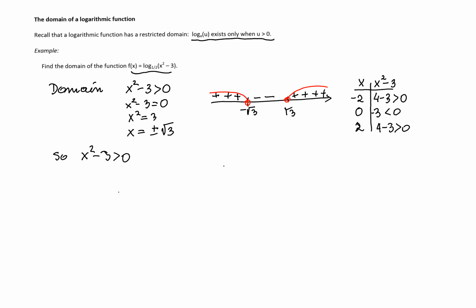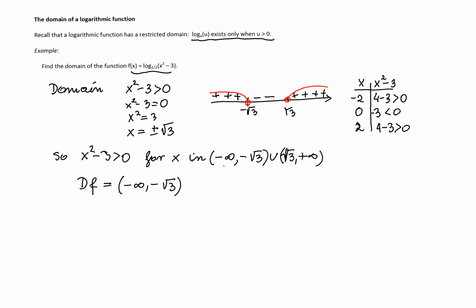And therefore, we can say that x squared minus 3 is greater than 0 for x in the interval. The first interval is from minus infinity to negative square root of 3, and the second interval is from the square root of 3 to plus infinity. And since there are two of them, we'll use the union symbol. And therefore, we can write the domain of the function f as the union of the intervals from minus infinity to negative square root of 3 and from square root of 3 to plus infinity.